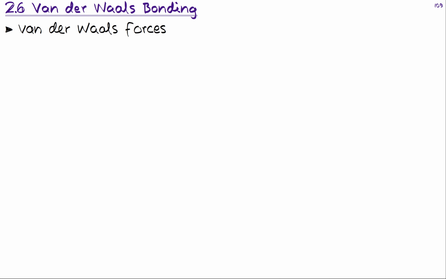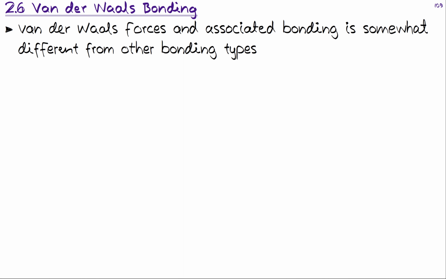formation. The van der Waals forces in general, one could say, are a kind of family of different types of forces, and the associated bonding that forms van der Waals solids is slightly different from the other bonding types that we have covered up until this point. First of all, it's very weak. In terms of bonding energies, we're speaking of only a few milli-electron volts per atom, and this is very, very little. These forces are even weaker than the hydrogen bond.